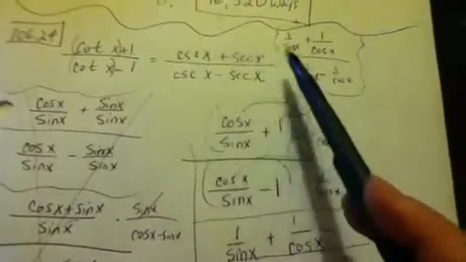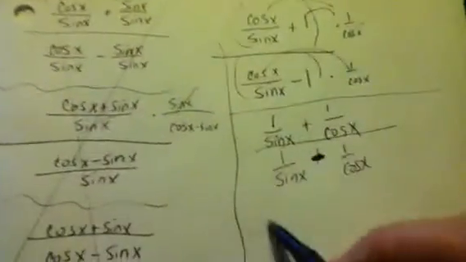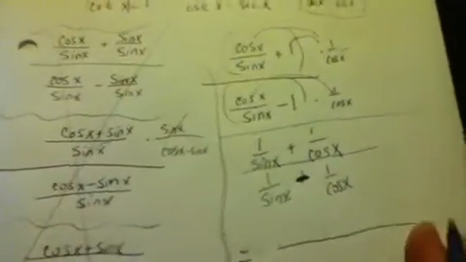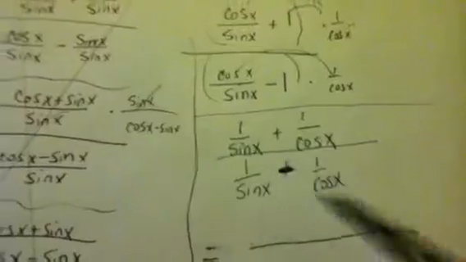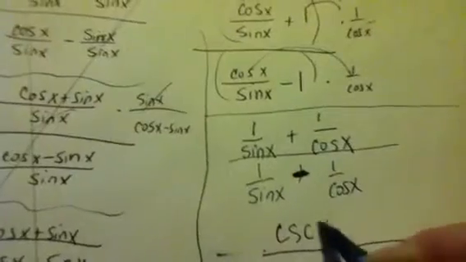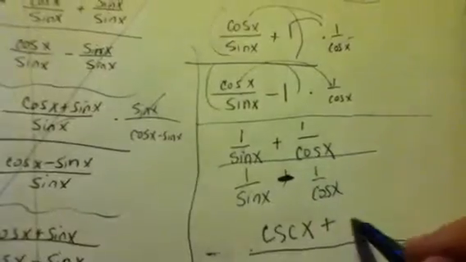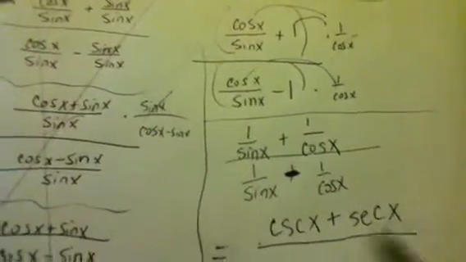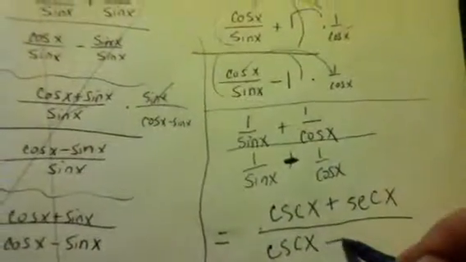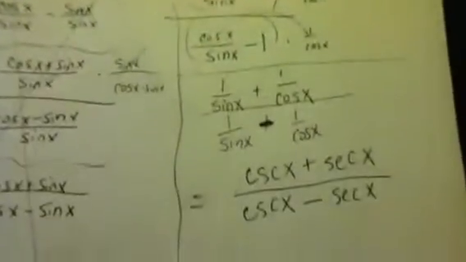Okay, now I know that 1 over sine x is cosecant, and I know that 1 over cosine x is secant. So I'll just trade everything out. It's really hard to write with this situation I have with the iPod. Okay, 1 over sine x is the same as cosecant. 1 over cosine is secant. And so there it is.